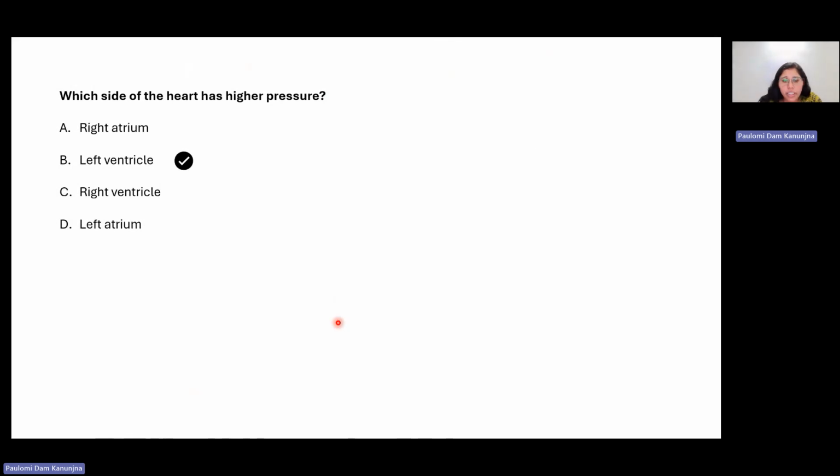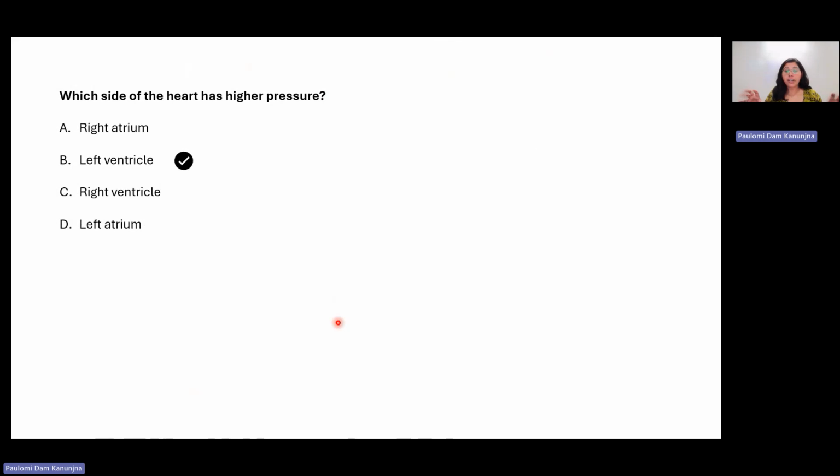Now compare this to the right ventricle. So what does the right ventricle do? It has only to give blood to the lungs, right? So it has to just give out the blood to the lungs. So it's a very low pressure circuit. Whereas the atria, they just receive the blood and give it out to the next. So comparatively, it is very, very low pressure to work.